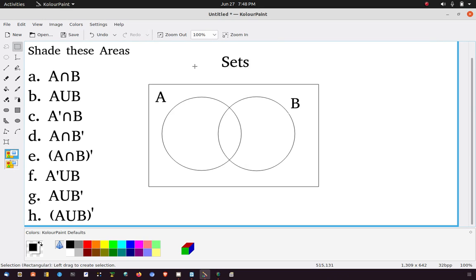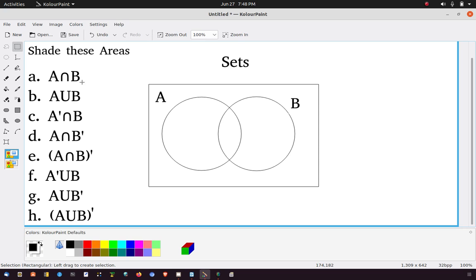Let's look at intersection of two sets. What I want you to do is to pause the video and draw this diagram of the sets A and B, and then shade the areas that I outlined from A to H. So go ahead and pause. Okay, so you pause the video, you draw this, and you shade the area that represents each of these from A to H. Now, let's look at it.